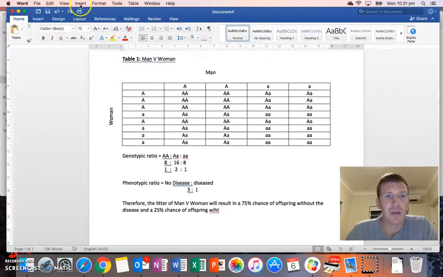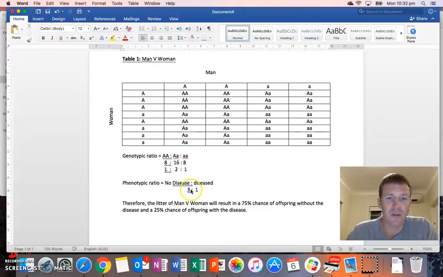and I put it in and go from there. So I'll end up with a sentence something like this. So therefore, the litter of man versus woman will result in a 75% chance of offspring without disease. How do I do that? There's 3 out of possible 4. So 3 divided by 4 times 100 will give me 75%. And then 25% chance of offspring with the disease.